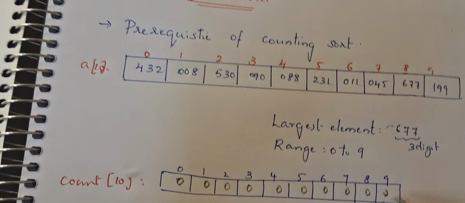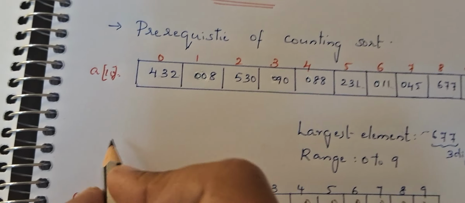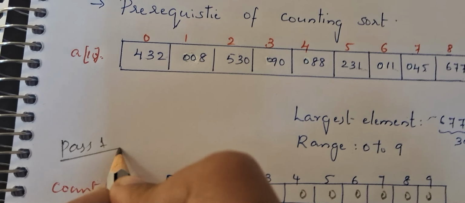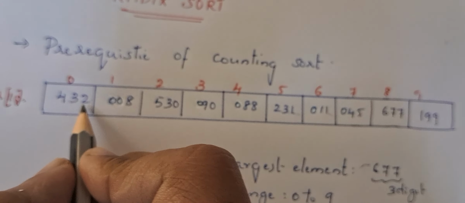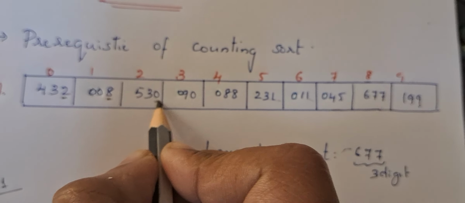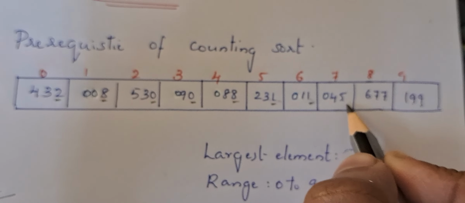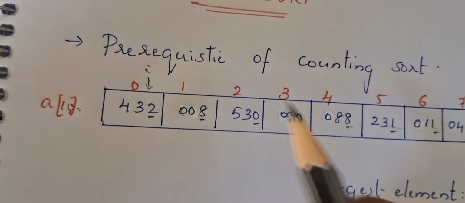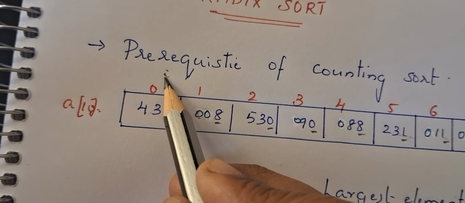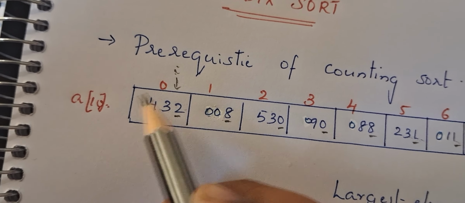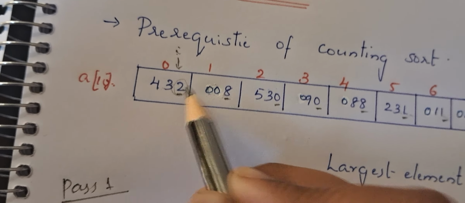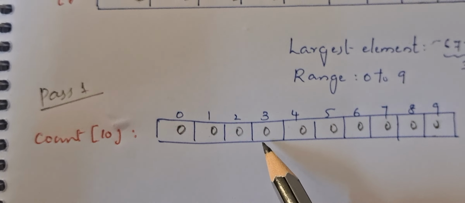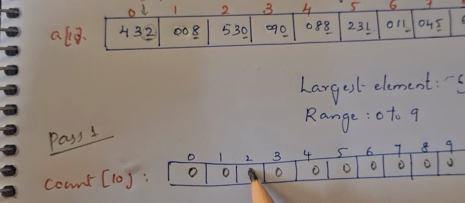So how to perform the traversing? In pass 1, we need to take the last digit of each and every number. That is, take 2, here 8, here 0. Like this, you take the last digit of each number. We are traversing this array with a looping variable I. I is equal to 0. A of I, here we take the last digit only, 2. So go to index 2 of the count array, then increment the value by 1.